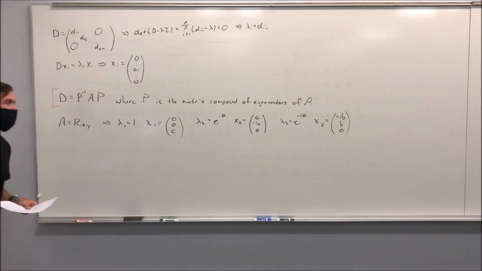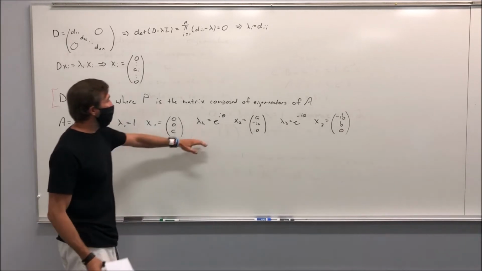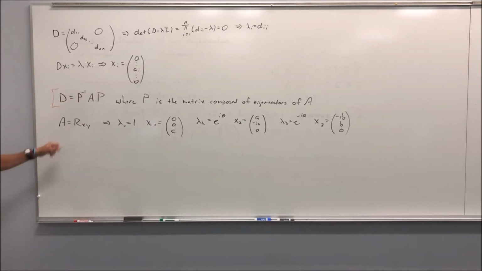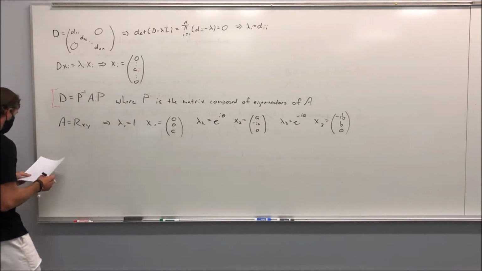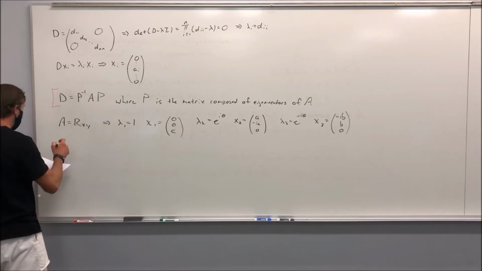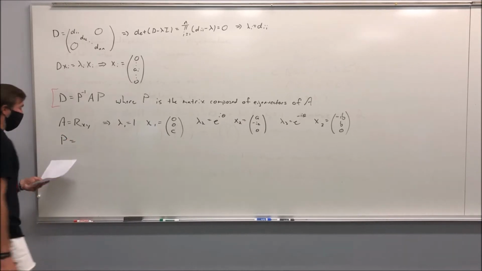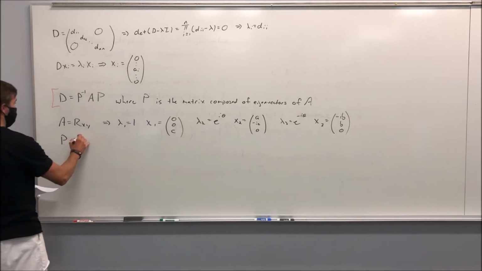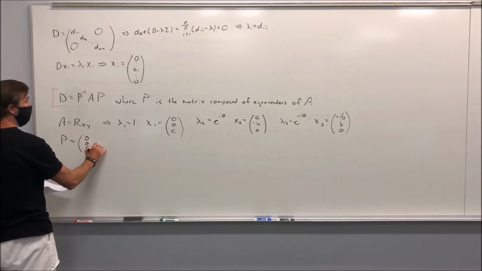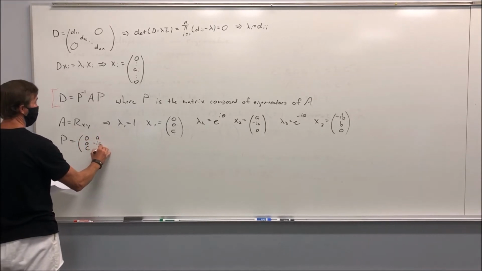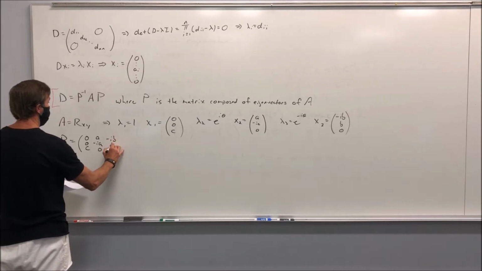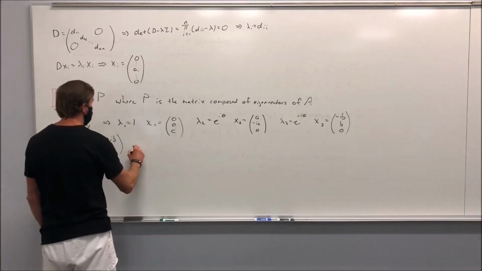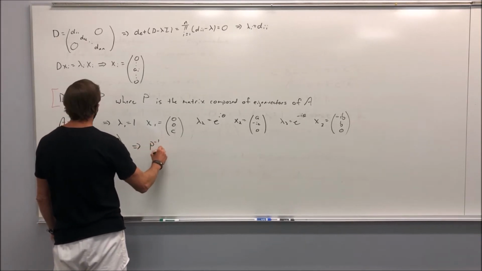This was the complex interlude into what was otherwise a real story, but nonetheless, these eigenvalues and eigenvectors certainly work out for the rotation of the xy plane. Now let's form the matrix composed of the eigenvectors: 0, 0, c; a, minus ia, 0; minus ib, b, 0. And now using this, we can apply P inverse A P.